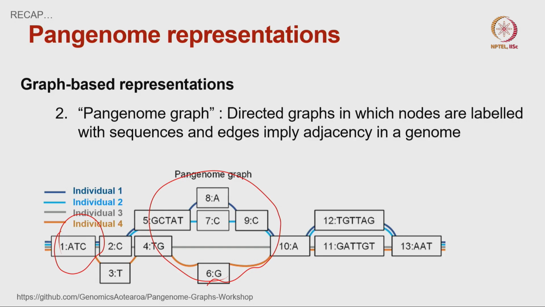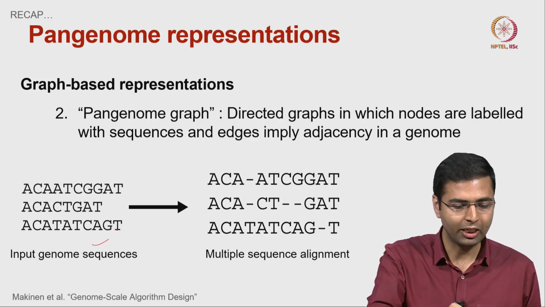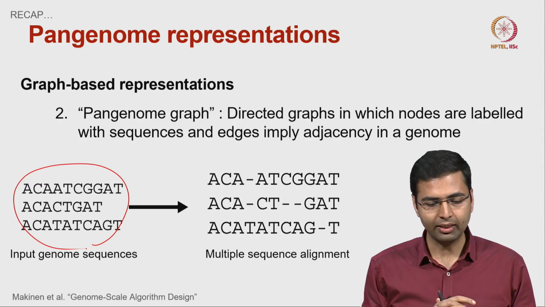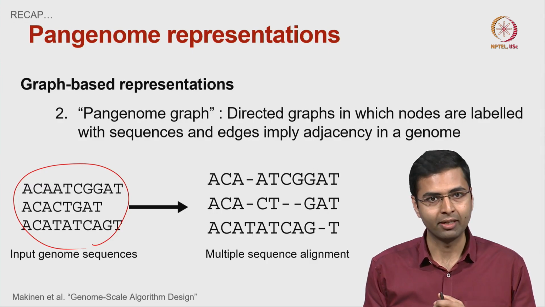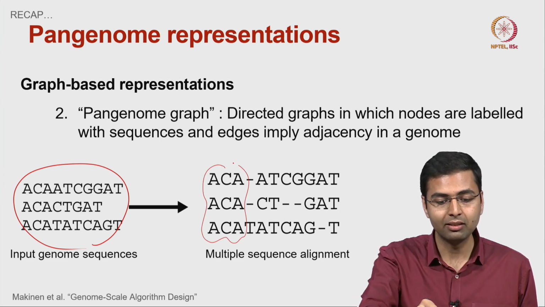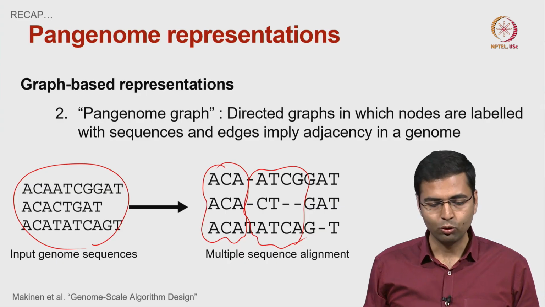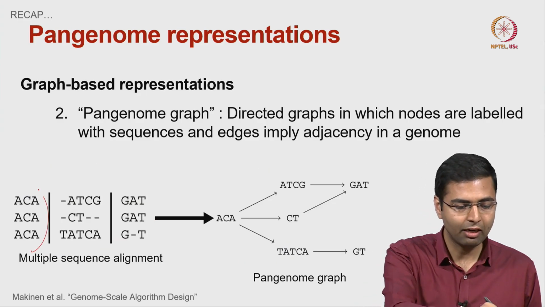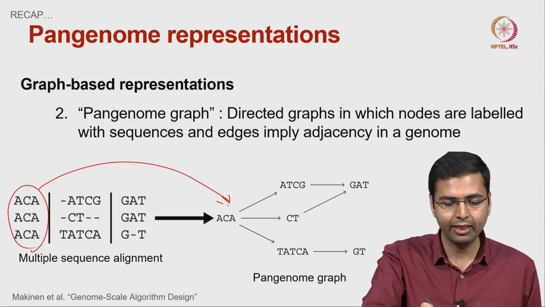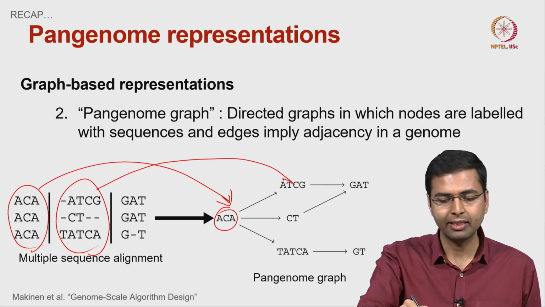Now we briefly touched upon how we would construct such graphs. I briefly mentioned last time that if you are given some input genome sequences, one way to construct such graphs would be to do multiple sequence alignment, because it would guide you towards what portions of the sequences are conserved and what portions are varying. So the idea was that once we know the conserved regions, those would be collapsed into a single vertex, and the variable regions will be represented as alternative paths in the graph.